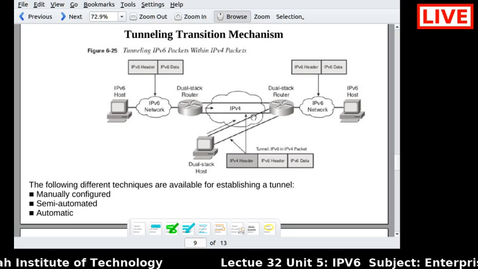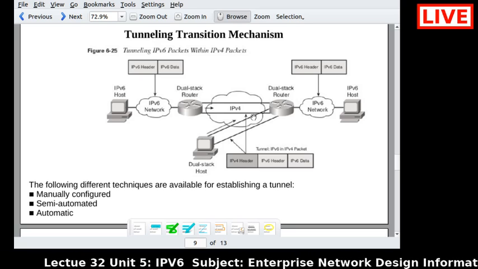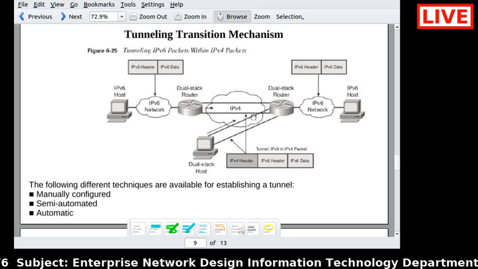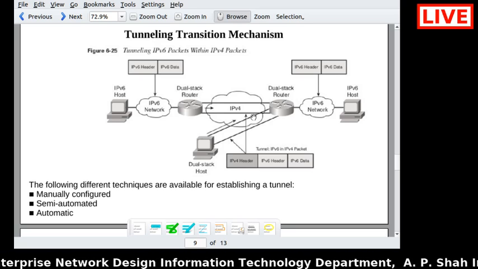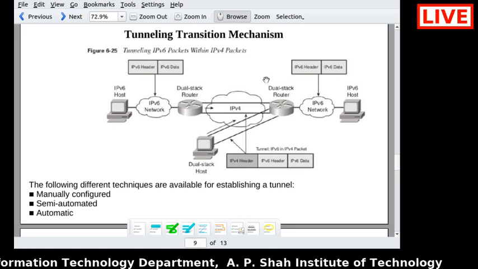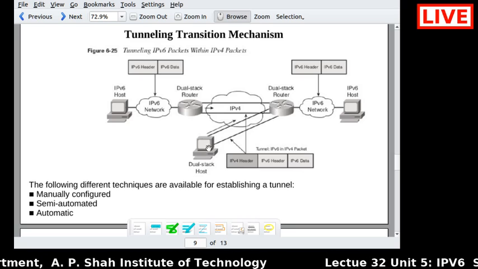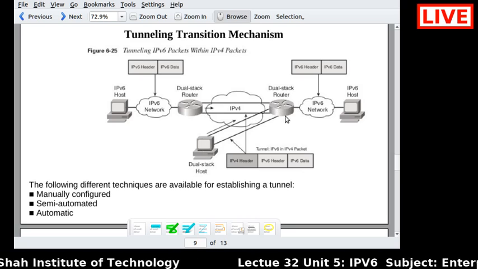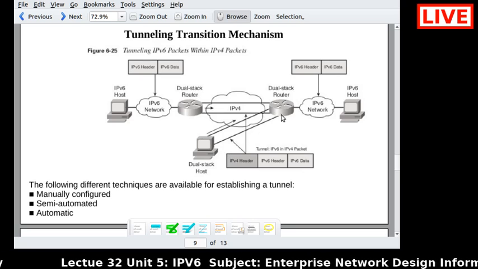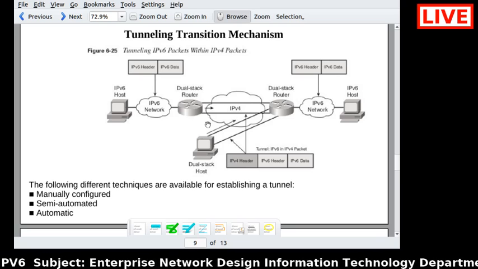So in this tunneling also, you need to configure the IPv4 or IPv6 addresses, and manual tunneling can be configured between border routers, or between a router and a host. If you see here, these are the border routers. So between the border routers and the border hosts, you need to configure your manual tunnel by using IPv4 or IPv6 addresses. Keep that in mind. That is your manually configured tunnel.